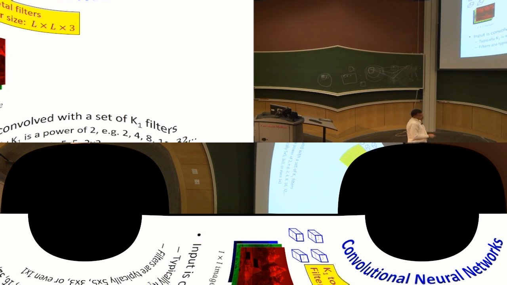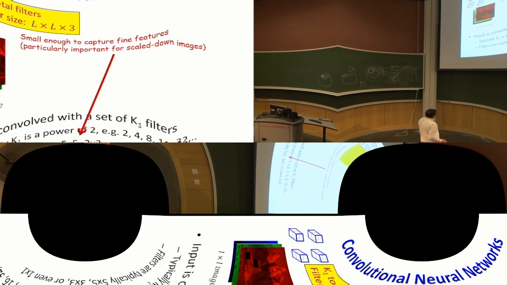We can use 5 cross 5, 3 cross 3, small. We want them to be small because the smaller they are, the finer the details that you're looking for in the image. If they are big, you're looking for coarse details, you may end up losing, and you lose a little bit in terms of jitter and position invariance. Or the filter can even be 1 cross 1, right? So you want these to be small enough to capture fine features, which is particularly important for scaled down images.